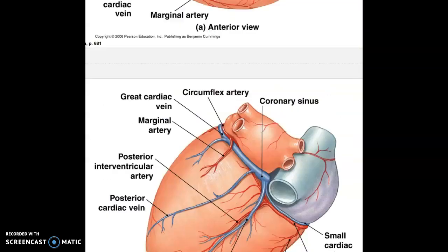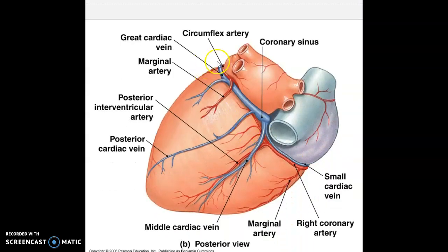Now, where does it go? Well, it circles back around, the great cardiac vein circles back around to this area called the coronary sinus. The small cardiac vein circles around from the right side to this coronary sinus. And then we have this middle cardiac vein that runs in the posterior interventricular sulcus next to the posterior interventricular artery. So this middle cardiac vein is also bringing blood here. And then this is not on your list, but I'll go ahead and mention it. Posterior cardiac vein is also receiving blood and sending it.